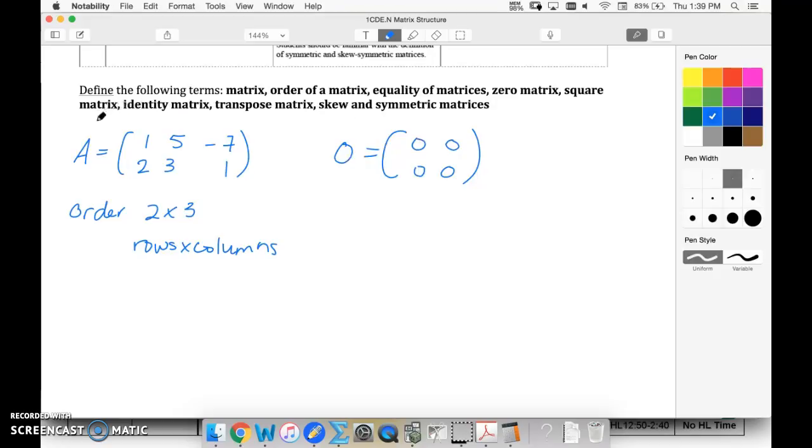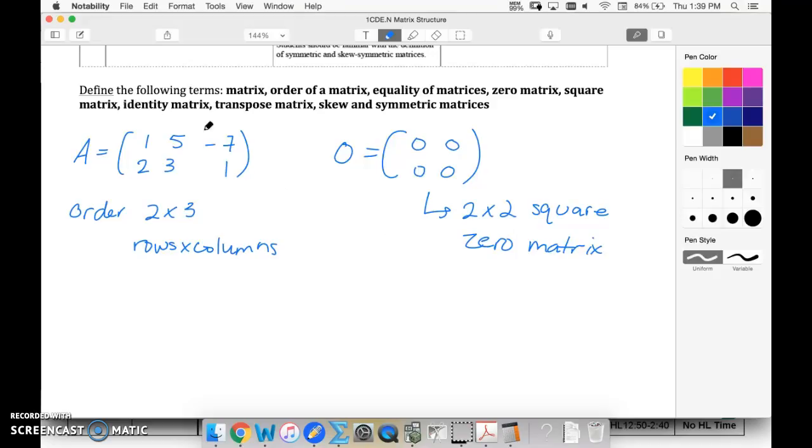Square matrices are matrices that have the same number of rows and columns. So this is a square matrix. This is a 2 by 2 square matrix, and specifically a square zero matrix. So any square matrix, same rows and columns.